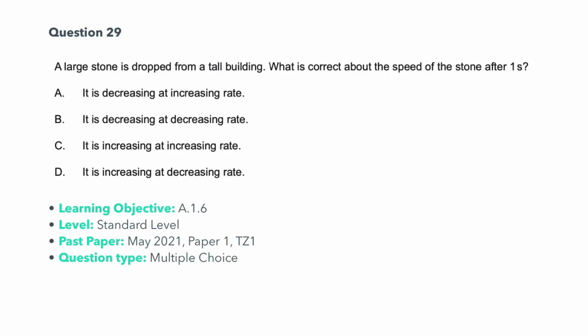Question 29. A large stone is dropped from a tall building. What is correct about the speed of the stone after 1 second? Now, there's something missing here. The thing that is missing here is ignore air resistance. It always says ignore air resistance. And in this case, it hasn't said ignore air resistance. So in this case, we have to consider air resistance.